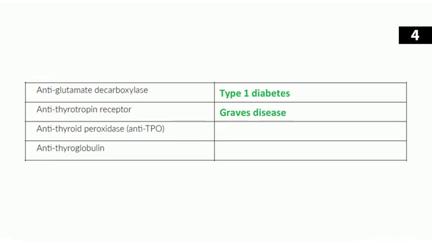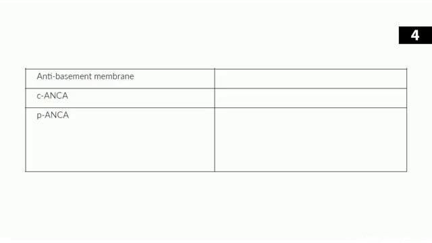So these are the antibodies that bind to the TSH receptor and stimulate the thyroid gland to start releasing too much thyroid hormone in Graves' disease. Anti-thyroid peroxidase or anti-TPO antibodies are seen primarily in Hashimoto thyroiditis. And there are also anti-thyroglobulin antibodies that are seen in Hashimoto thyroiditis or in Graves' disease. So there's actually a lot of overlap in the thyroid autoantibodies. And then a few autoantibodies we see in certain kidney diseases.